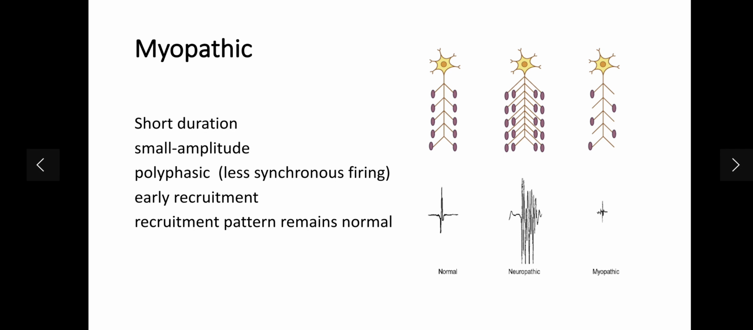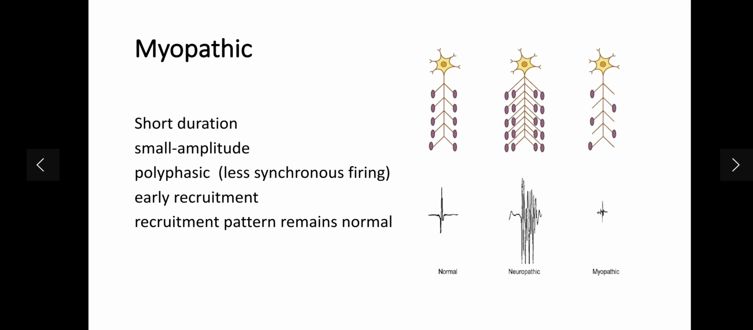With myopathic conditions, what happens is the number of motor units remains the same, but the muscle fibers within the motor unit will decrease. So the recorded motor unit action potential will be smaller in amplitude and shorter in duration. And it could be polyphasic because there is less synchrony between the muscle fibers because of the myopathy. And this pattern is seen with myopathy. And the recruitment itself will remain normal.